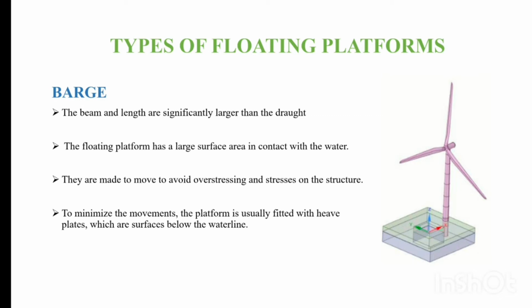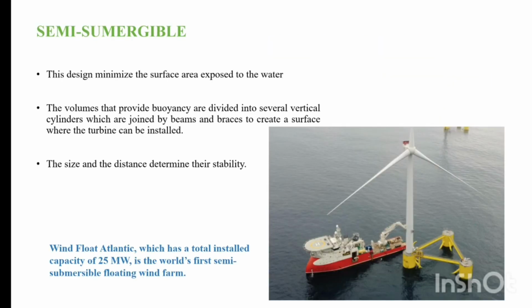Like boats, they are made to move to avoid overstressing the structure. To minimize these movements, the platform is usually fitted with heave plates, which are surfaces below the water line. Second type of floating windmill is semi-submersible.